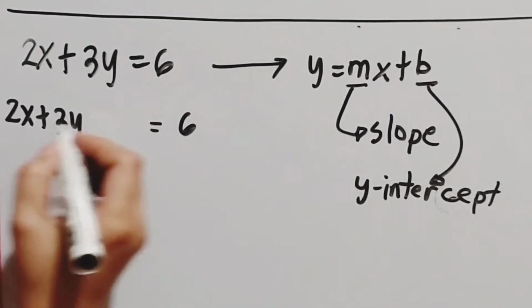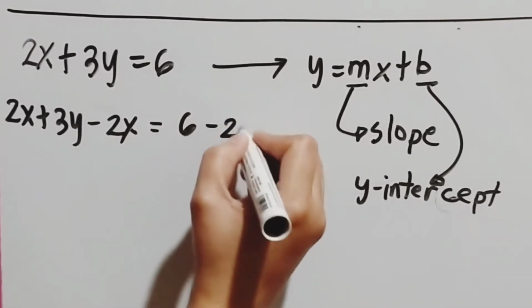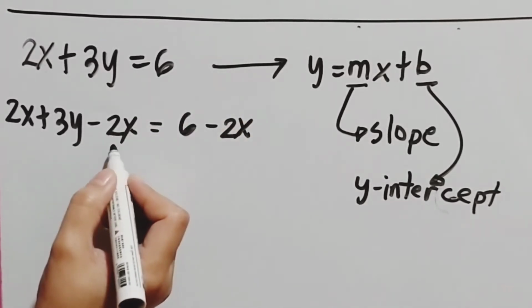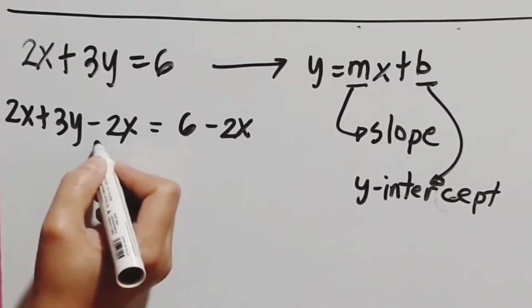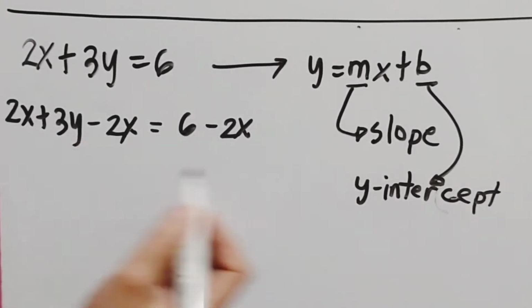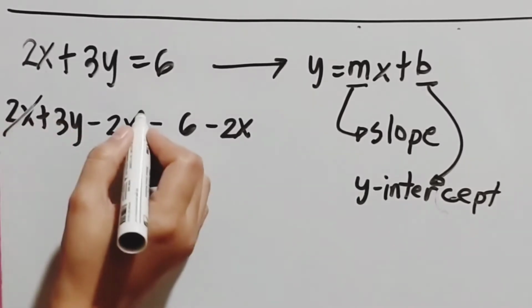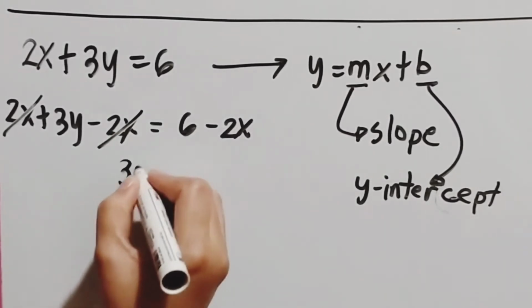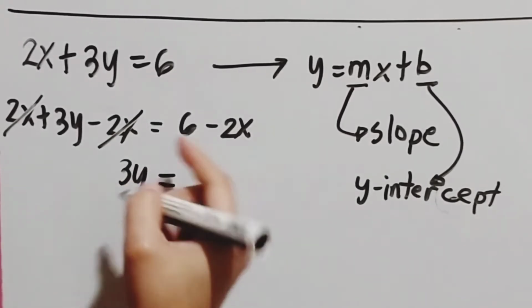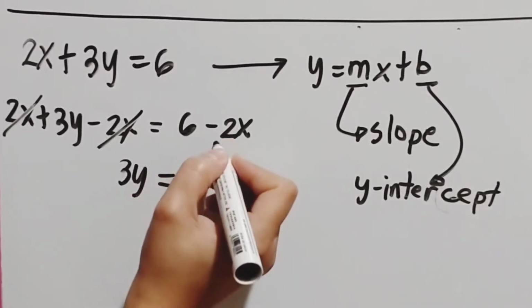So para mawala yung 2x, kailangan mag-add ako ng negative 2x. Pati dito sa kanan. Tandaan, whatever you do to the left side, do it also to the right. That is addition property of equality, adding negative 2x to both sides. So, 2x and negative 2x, 0 na when we combine. Kaya sa kaliwa, 3y na lang. Sa kanan, 6 minus 2x.